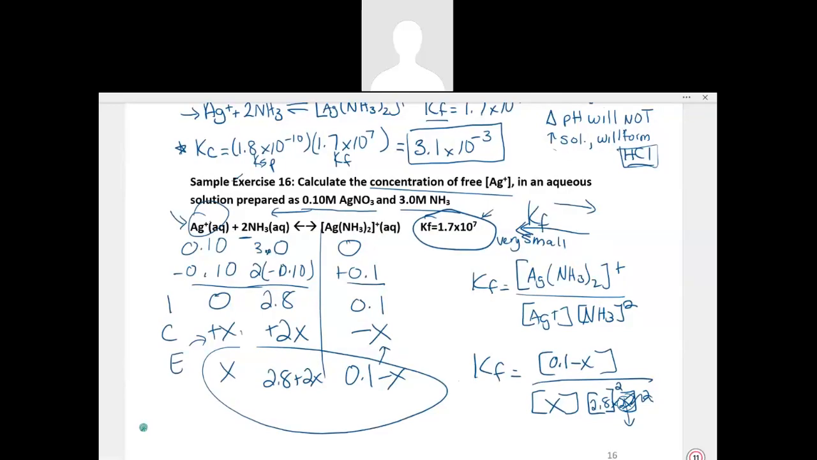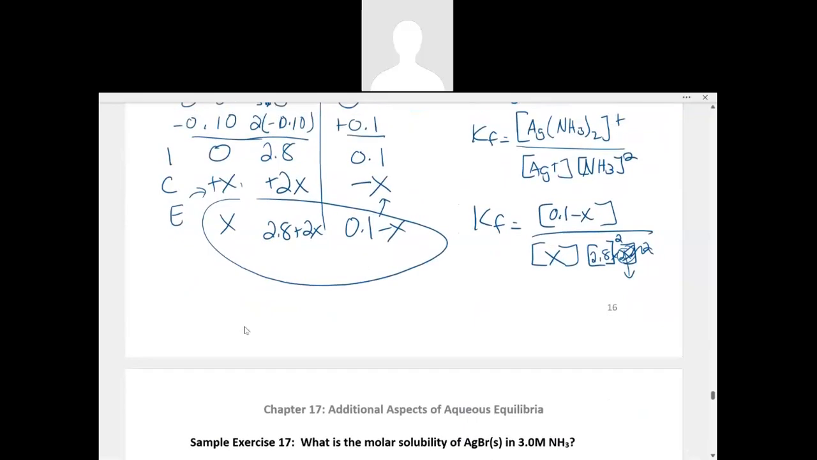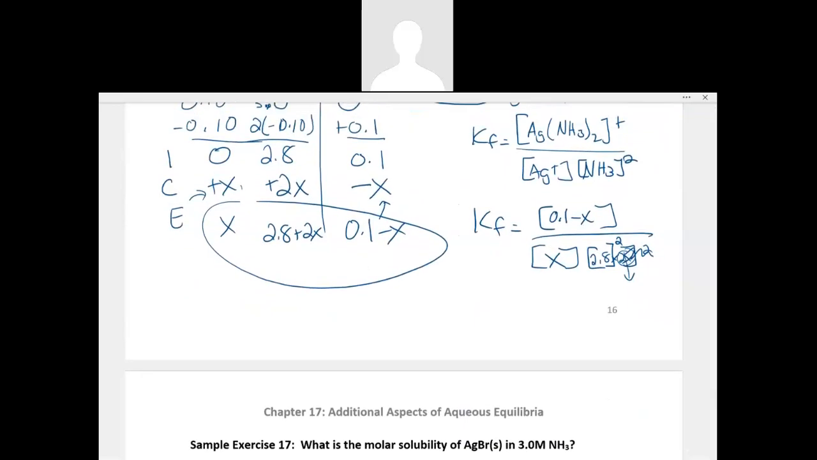So let's take a look here. We're going to rearrange our equation, and we're going to set it equal to this Kf value. So let me jump down here below a tiny bit, and we'll squeeze that in here. My Kf was equal to 1.7 times 10 to the 7th power. I have my 0.1. Oh, I forgot we're going to also just ignore that x there as well, because it's pretty tiny and negligible. And then I have my x that we're not ignoring here, and then times 2.8 squared.